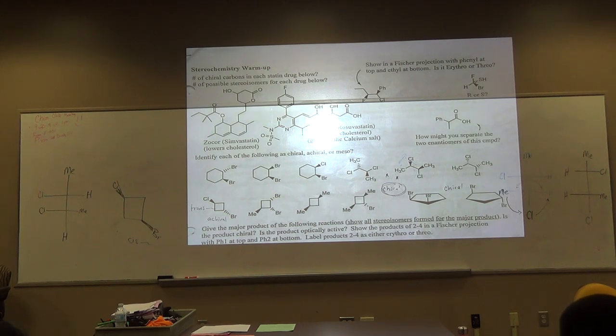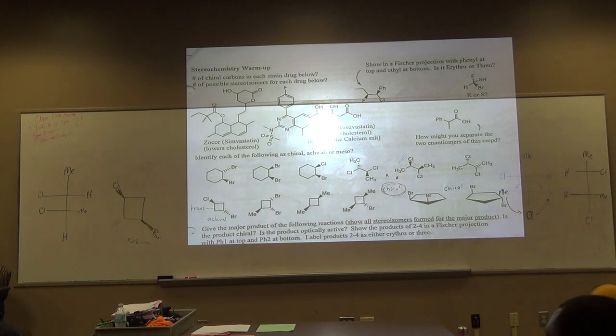What's the relationship between these two, the cis and trans? What type of stereoisomers? Yes, stereoisomers. What's your other option? There's only two options. Are these enantiomers? What's the mirror image of cis? Trans. You mean my mirror image?